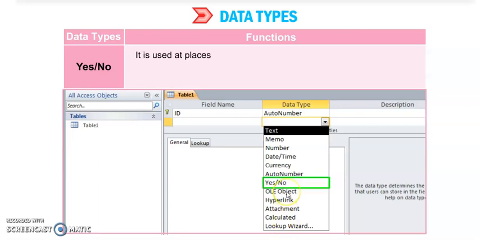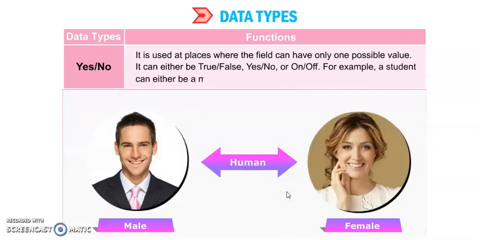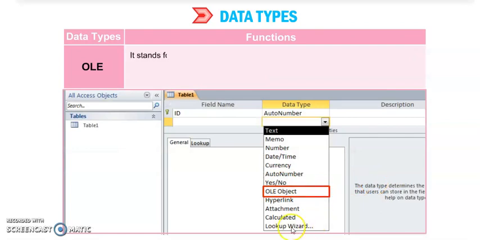Next data type is yes or no. It is used where the field can have only one of two possible values. It can be either true or false, yes or no, or on and off. For example, a student can be either male or female. For this we can select the yes or no data type.